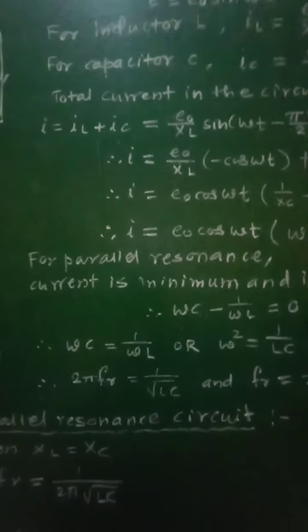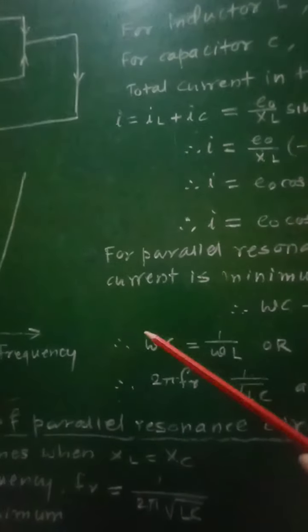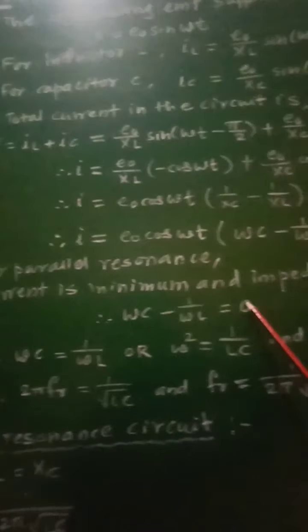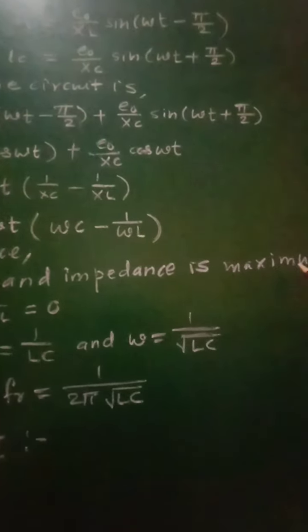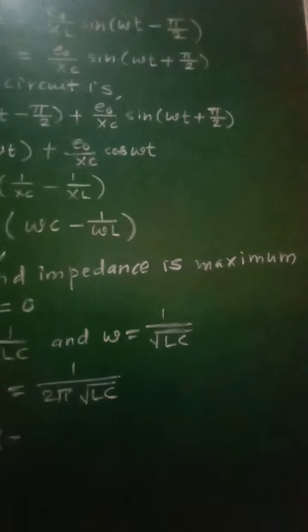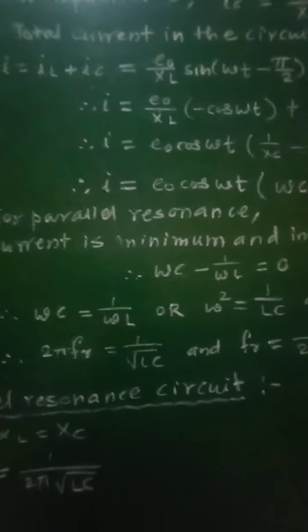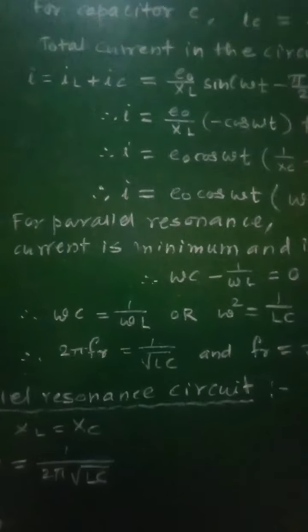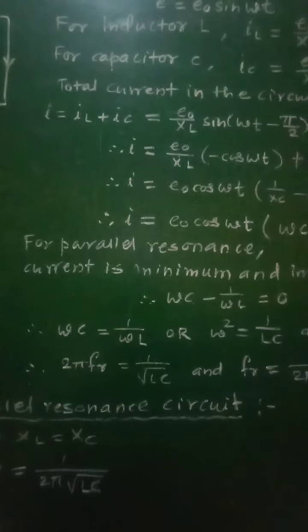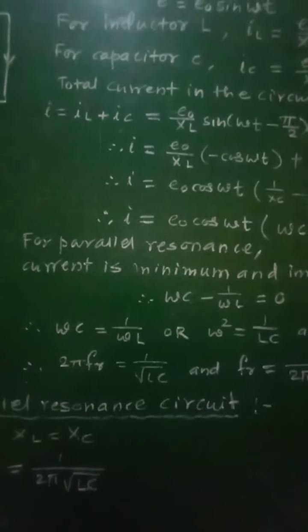For parallel resonance the current will be minimum and the impedance of the circuit, that is total resistance of the circuit, is maximum. So in case of parallel resonance circuit, the current flowing through the circuit is minimum and impedance of the circuit is maximum.